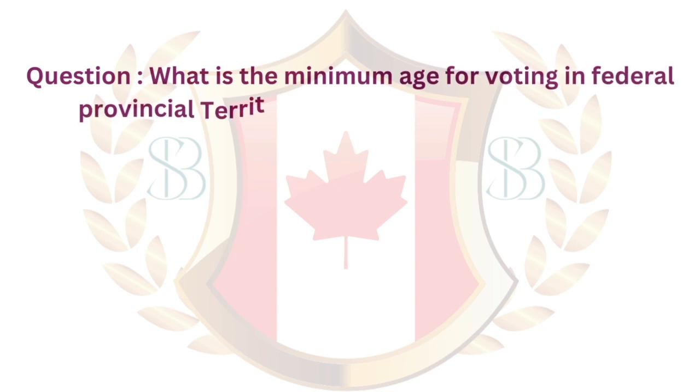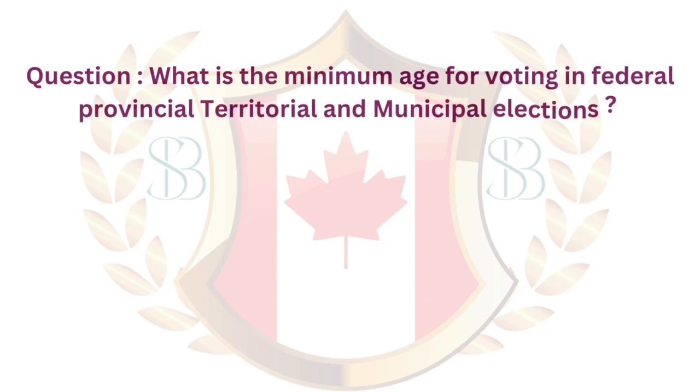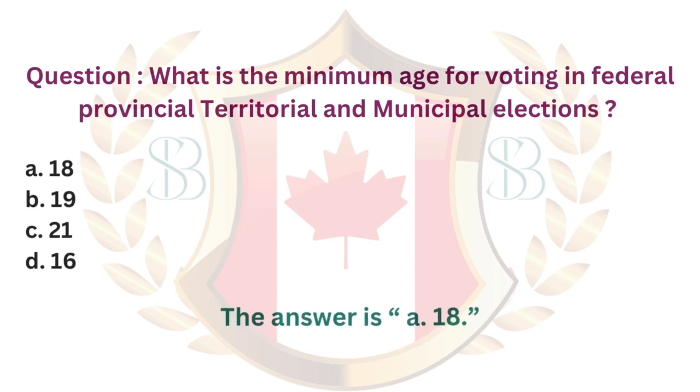Question. What is the minimum age for voting in federal, provincial, territorial, and municipal elections? A. 18. B. 19. C. 21. D. 16. The answer is A. 18.